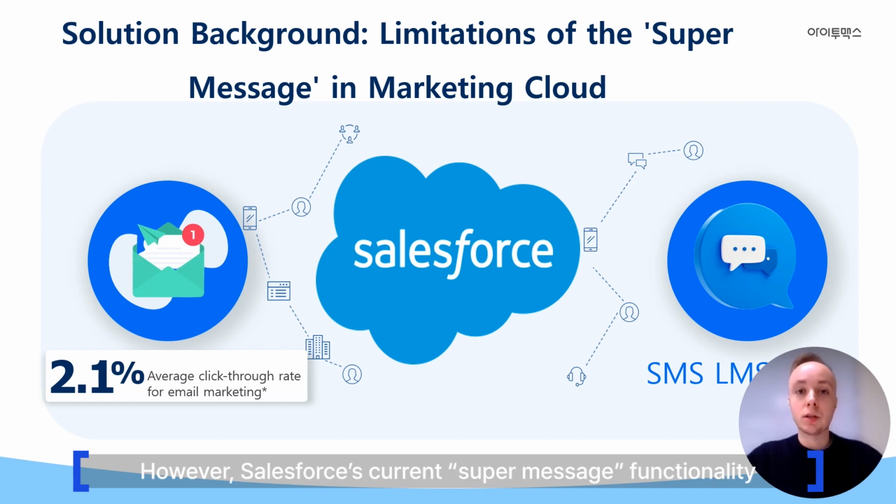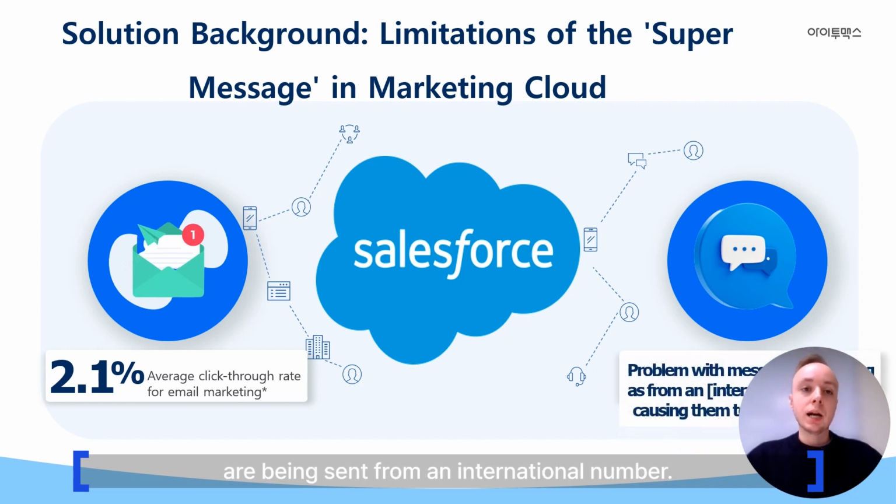However, Salesforce's current Super Message functionality processes messages through an overseas gateway, so the mobile messages are being sent from an international number. Out of concern for phishing and to protect themselves from malware, most Korean consumers will not open messages that originate from international numbers. In fact, a unique trait of Korean messaging services is that the messaging platforms explicitly flag international numbers as suspicious, promoting this behavior. This happens to both SMS text messages as well as to KakaoTalk messages.